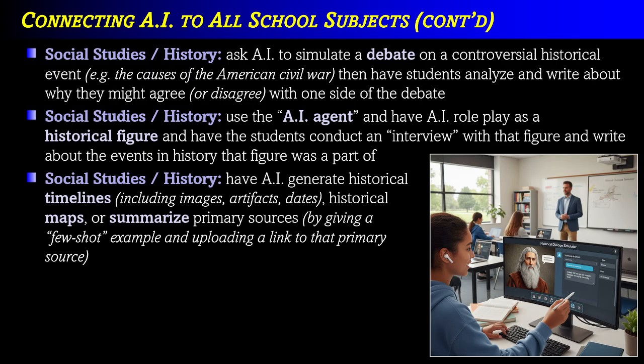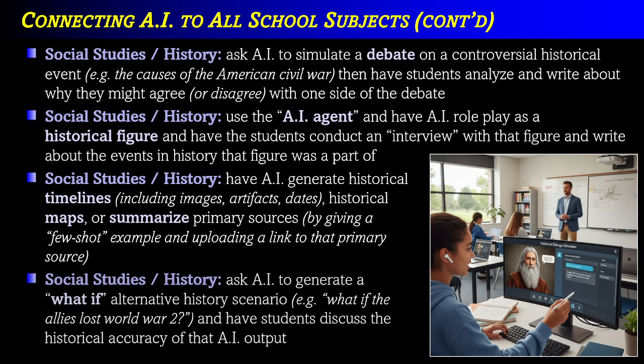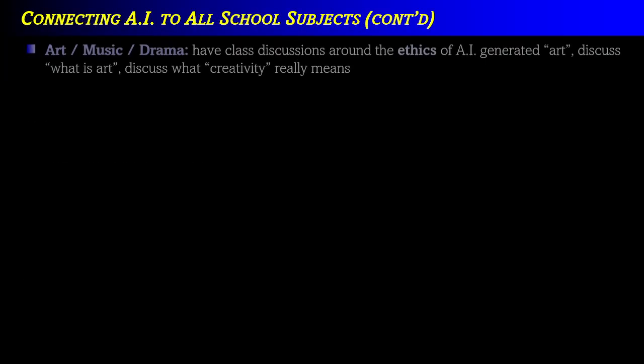You could generate historical timelines, including images and artifacts and dates, historical maps, summarize primary sources by giving those few shot examples, uploading links to those primary sources. You could ask AI to generate a what if scenario, an alternative history scenario, like what if the Allies lost World War II, and have students discuss the historical accuracy of what comes out of the AI output.